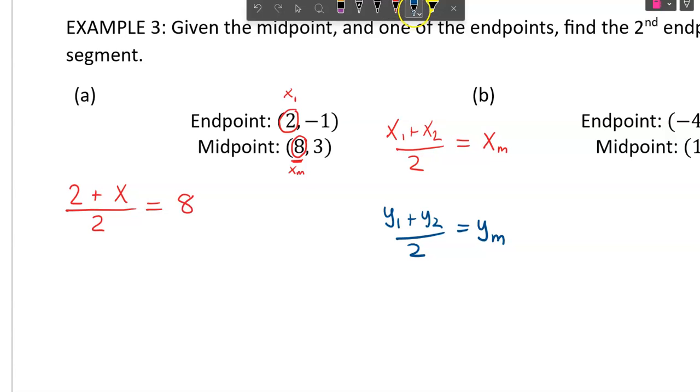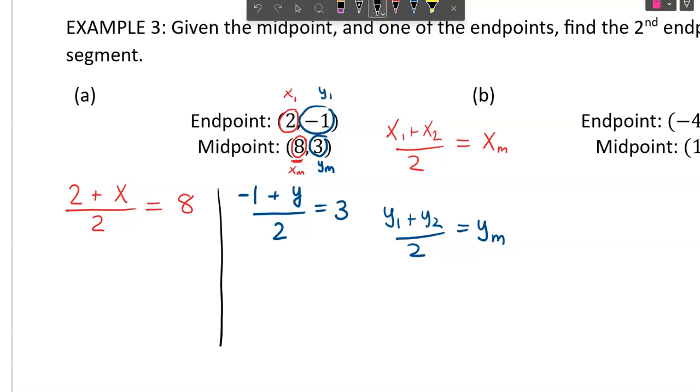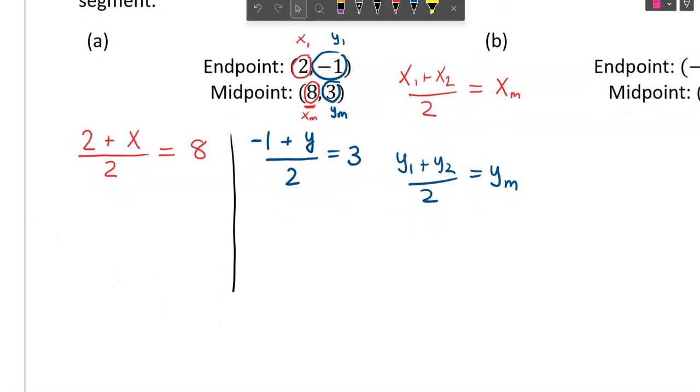But let's set up the y1 as well, because -1 is going to be my y1. So we're going to say -1 plus, we don't know the other endpoint, so we're going to call it y, divided by 2 again, and we know that has to equal the y coordinate of the midpoint, which in this case is 3. Now, each of these equations is to be solved independent of the other, but their answers will give us the full picture of what the other endpoint is going to be.